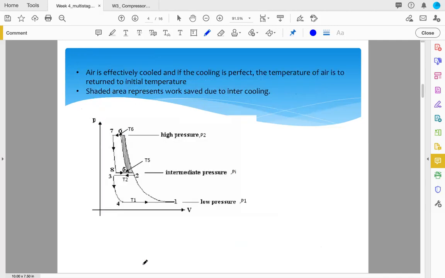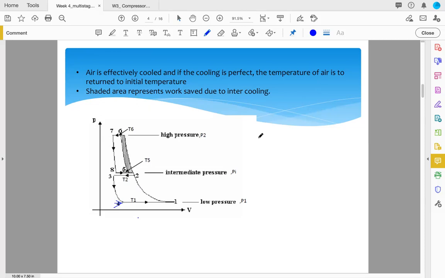The air is effectively cooled, and if cooling is perfect, the temperature of the air returns to the initial temperature. What does that mean? The air from the first stage goes from T4, and then to T1, and then goes to T2, right? In this part, let me draw another picture for you.